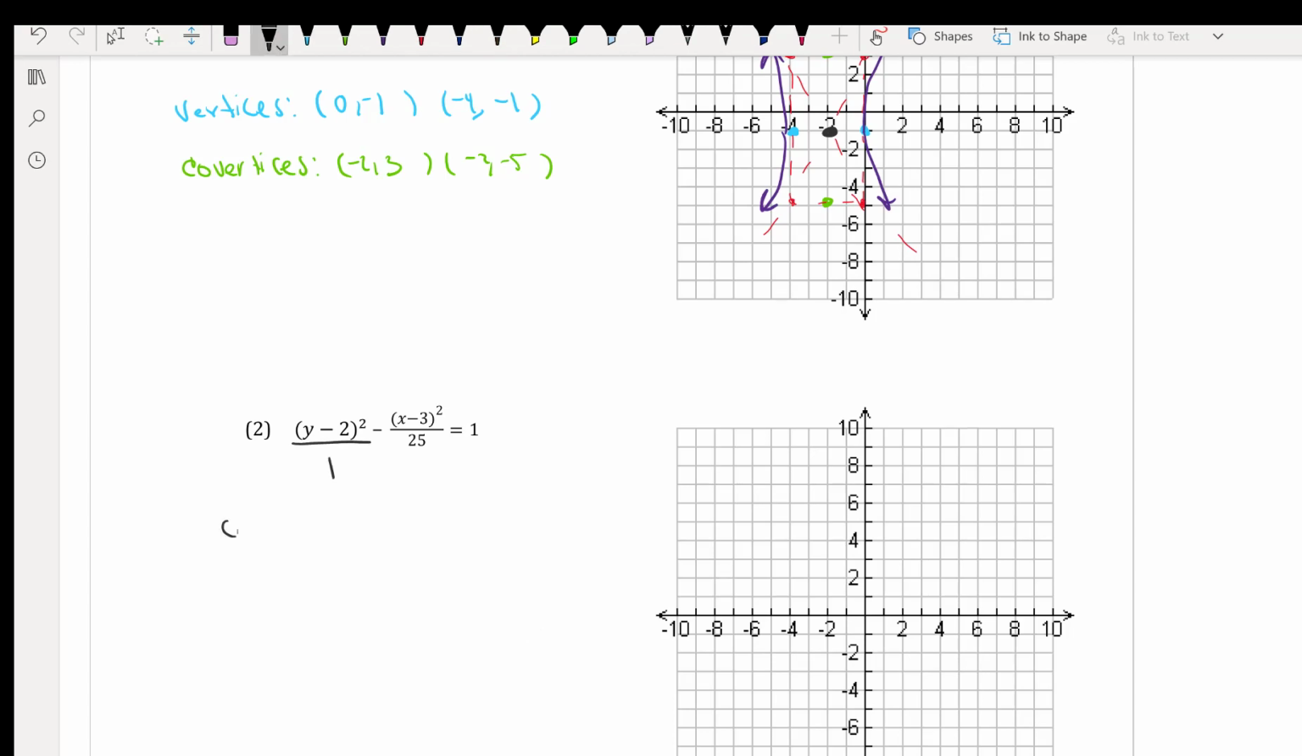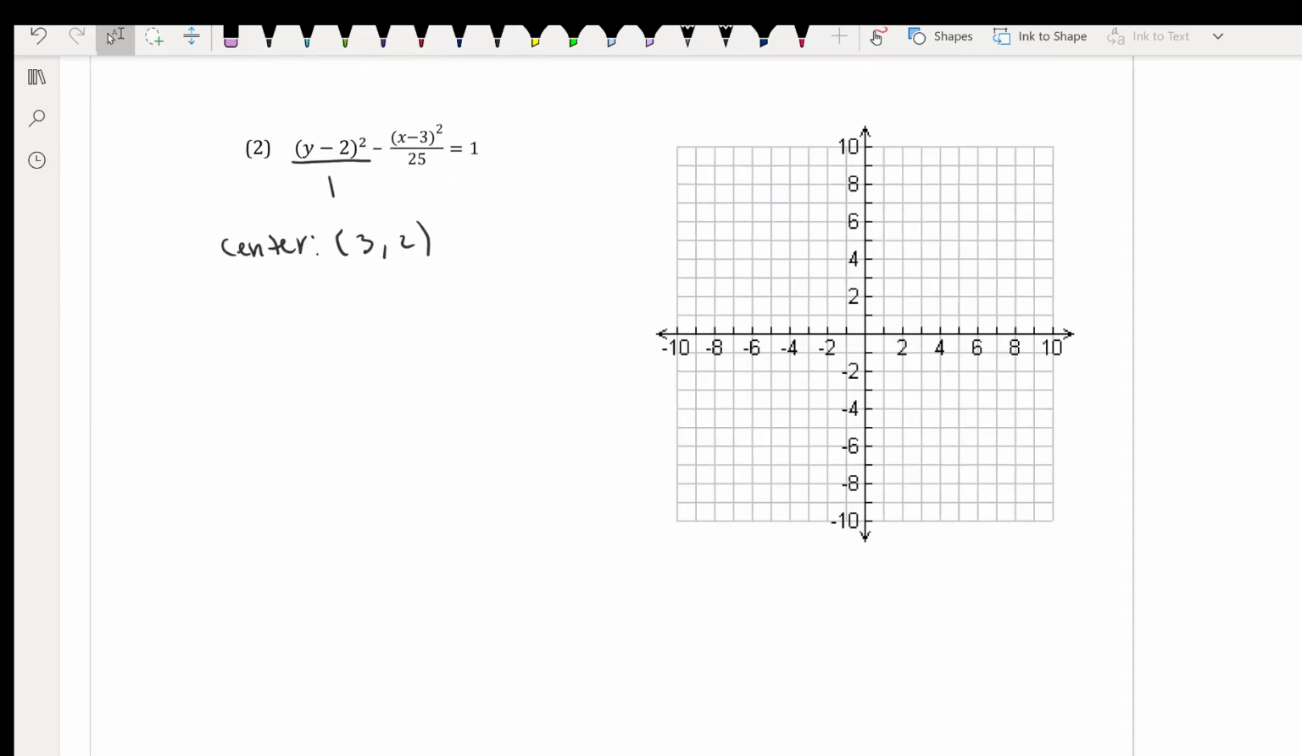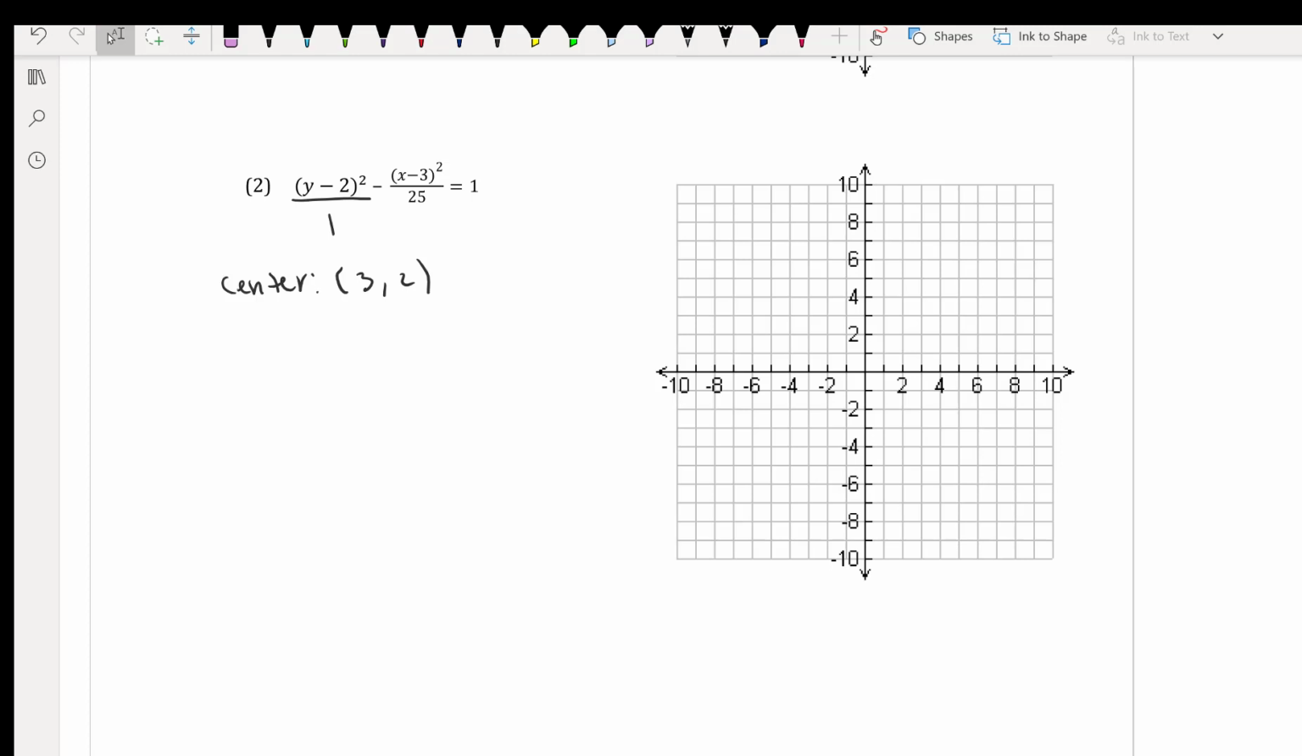So first I'll start with my center. My center would be +3, +2. And if you want to think about that y coming first, the y is always attached to that k value, and x is always attached to the h value. So your center is still h, k. So then my center is going to be +3, +2. So there is my center.